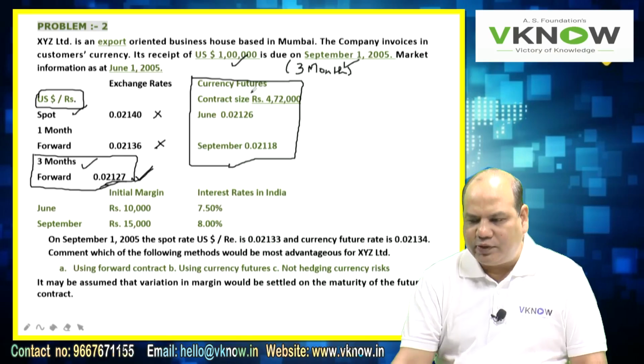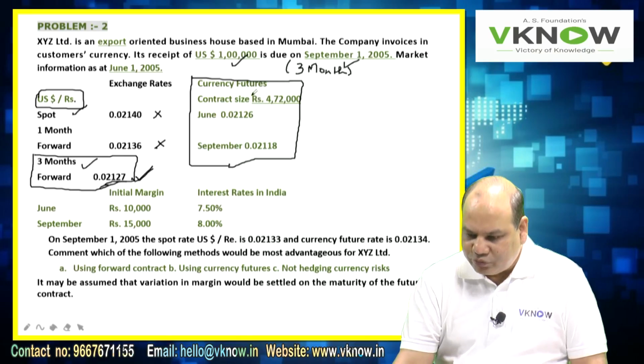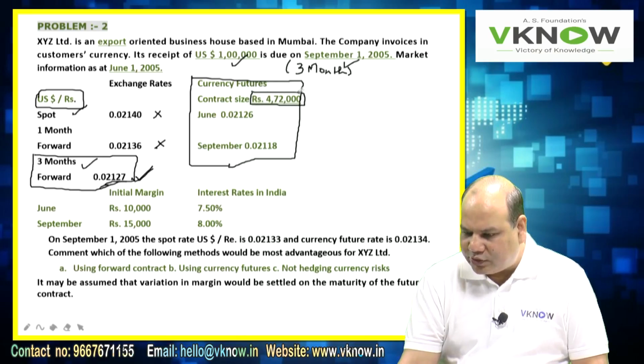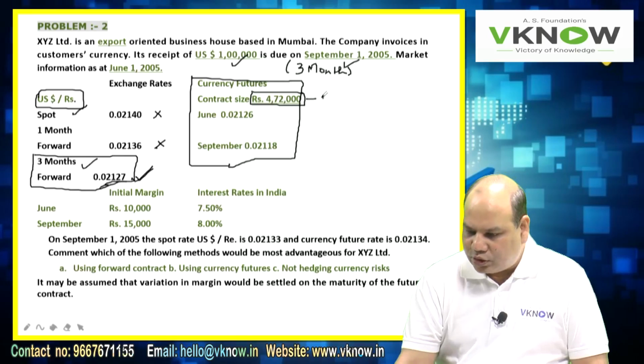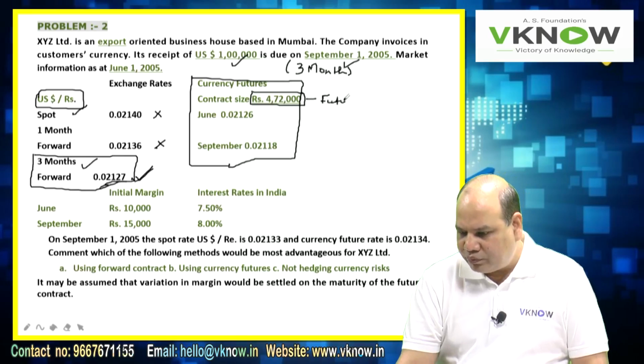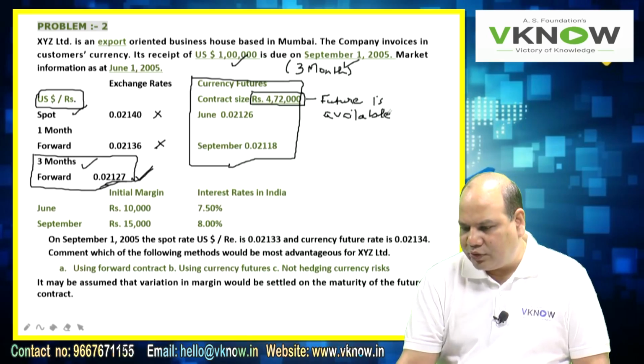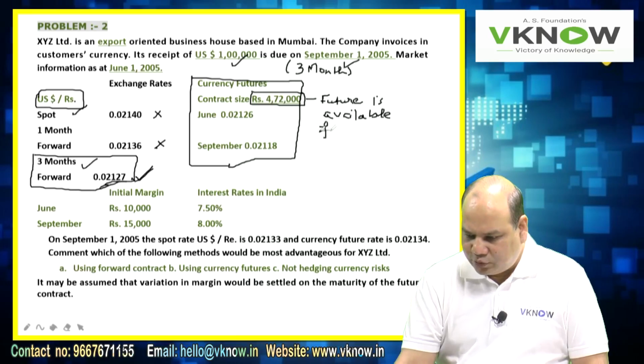Currency future is available. Contract size. Now underline or put it in a square. The currency size is given in rupees 4,72,000. So how do you interpret it? That future is available for rupee. So it is a rupee denominated future.